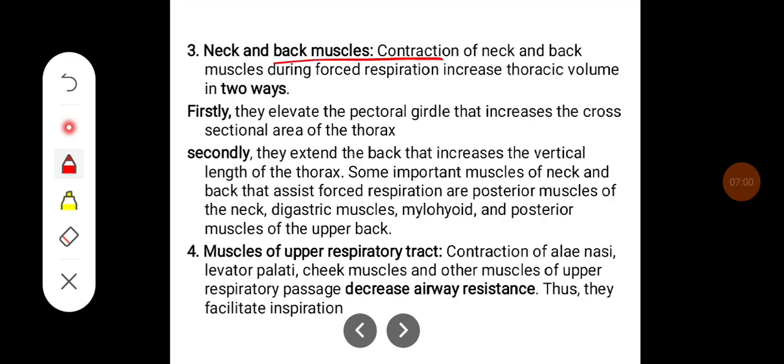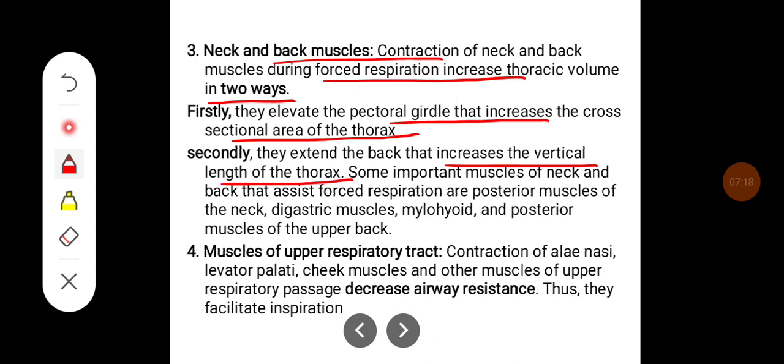The neck and back muscles. Contraction of neck and back muscles during forced respiration increases the thoracic volume in two ways. Firstly, they elevate the pectoral girdle, which increases the cross-sectional area of the thorax. Secondly, they extend the back, which increases the vertical length of the thorax. Some important muscles of the neck and back that assist forced respiration are posterior muscles of the neck, digastric muscles, mylohyoid, and posterior muscles of the upper back.